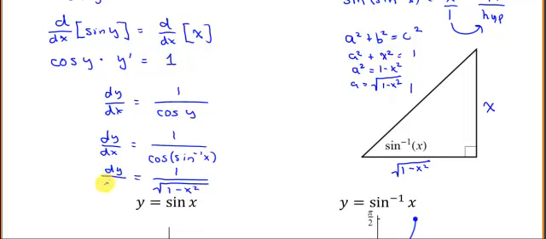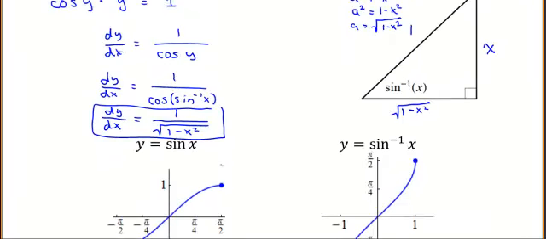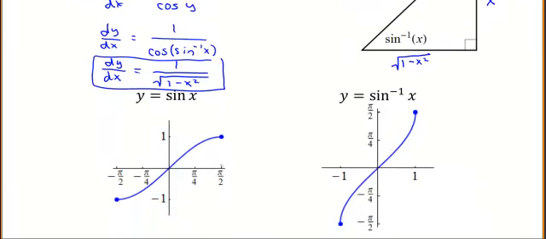So dy/dx in this case is 1 over the square root of 1 minus x squared. I just want to point out that this is always a positive number, because principal square roots are never negative.